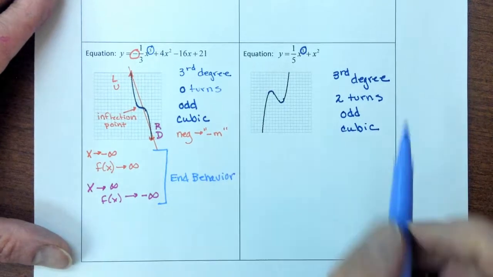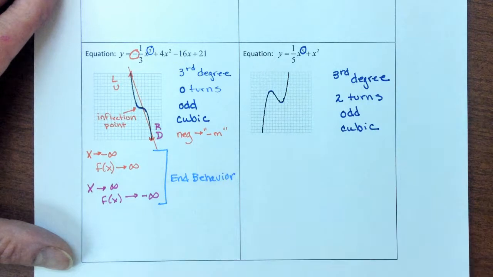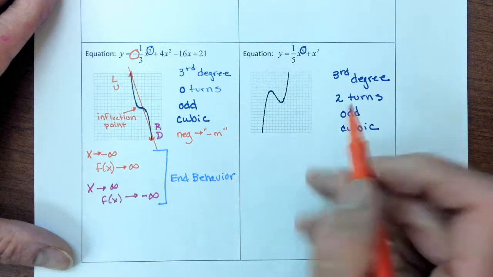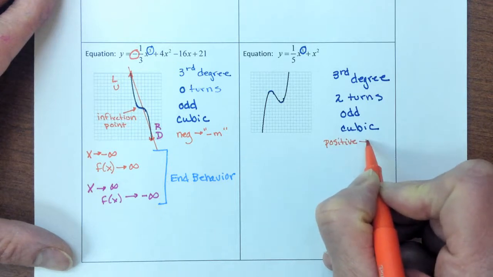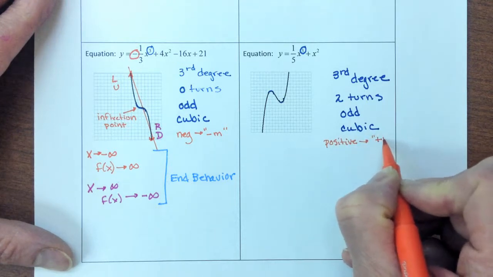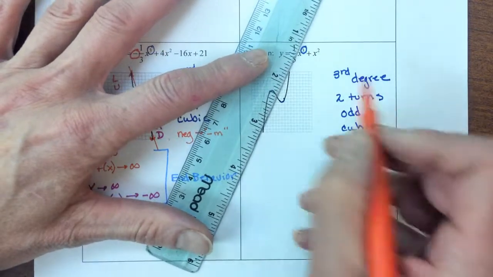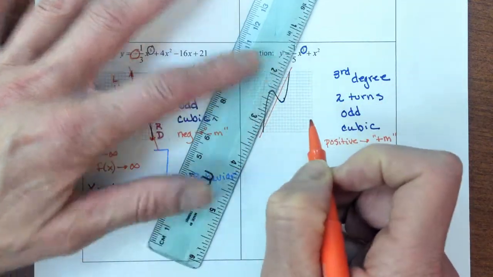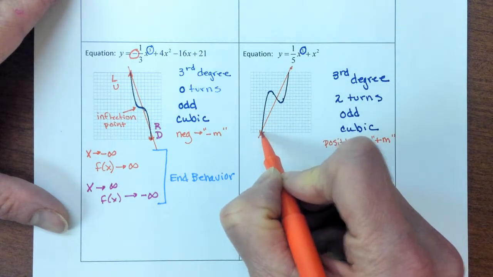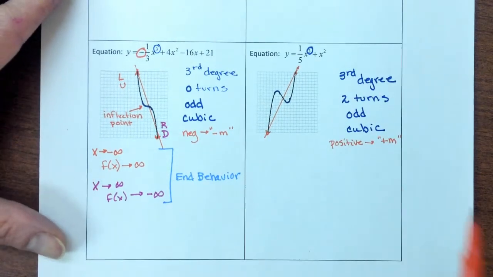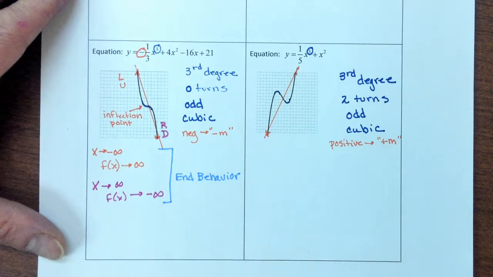As opposed to this function here, which is a positive function because there's no negative in the front. So we can call this a positive function, which means we're going to think of it as having a positive slope. If I were going to look end to end and pretend to draw a line through that, I can see that that has a positive slope. So that means this side goes down and that side goes up.